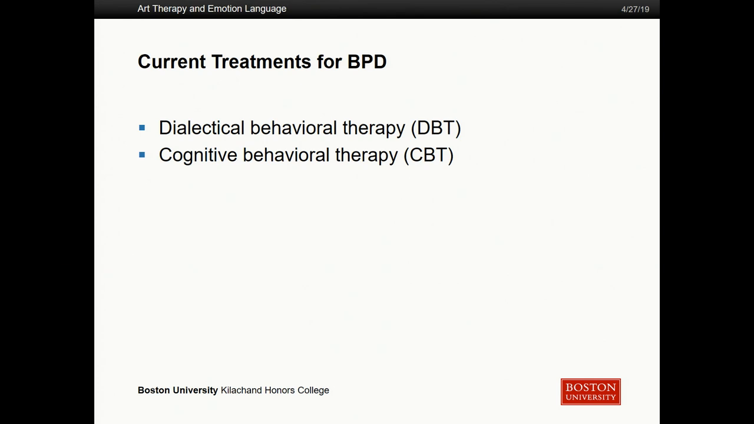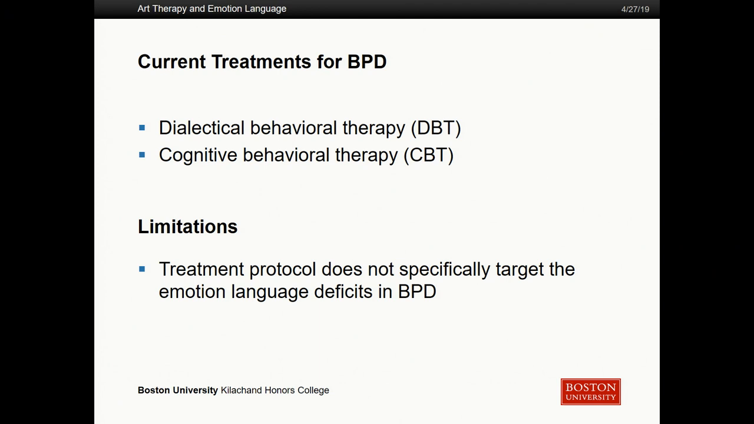The two frontline treatments for BPD currently are cognitive behavioral therapy and dialectical behavior therapy. And in short, DBT and CBT identify negative cognitions associated with our emotions and provide adaptive solutions to cope with these emotions. However, there are a couple limitations to these frontline treatments. Treatment protocol for DBT and CBT does not specifically target the emotion language deficits in borderline personality disorder. In fact, these treatment protocols actually assume that patients coming into treatment may already have an understanding of how to express their emotions. But if they don't have this emotion language skill, then we can't really get invested in treatment.